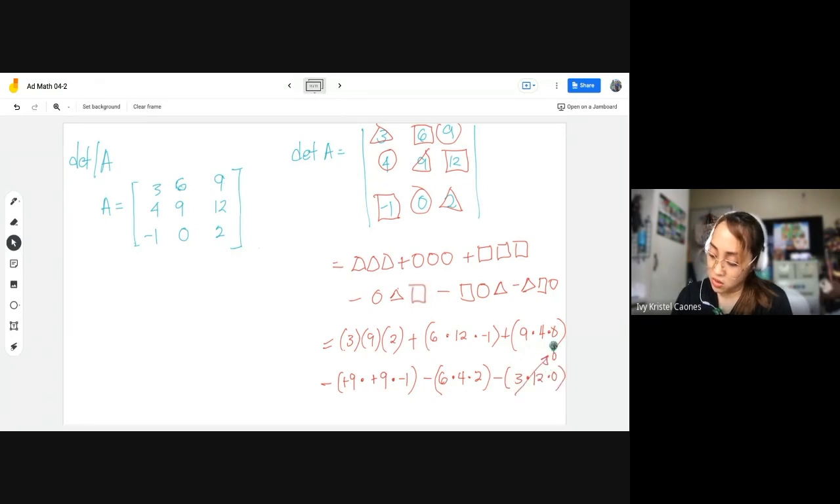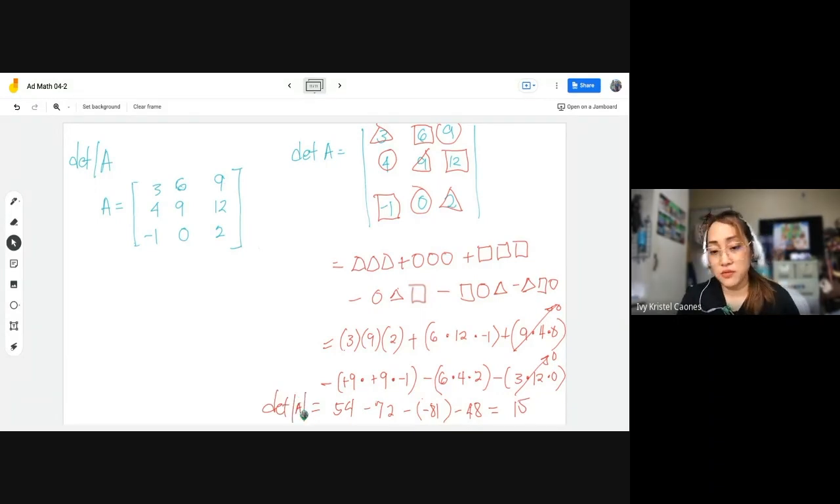So that is 3 times 9 times 2 is 54, minus 72, minus negative 81, minus negative 48. So the determinant is 54 minus 72 plus 81 minus 48. The determinant of A is 15.